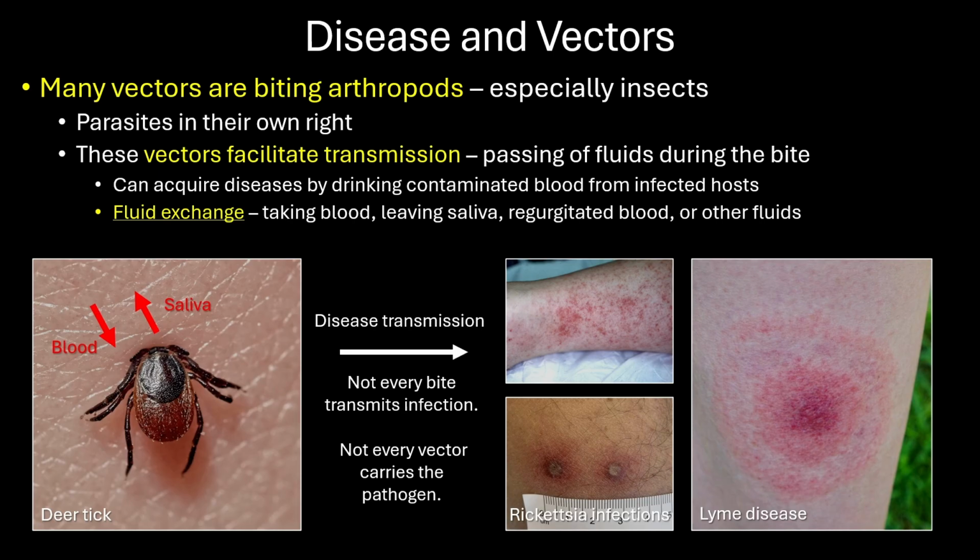A lot of vectors are biting arthropods, especially insects. A lot of these vectors are parasites in their own right. They bite us to steal blood and tissue and things like that from us. They take our resources. And other pathogens piggyback on these species to facilitate their transmission. When a tick bites you, there is the possibility for a fluid exchange. It's not just the tick drinking your blood. It's kind of like they drink your blood and spit a little saliva back up into you. In the process, this small exchange can pass a pathogen from the tick to a person, or from a mosquito to a person, and so on.